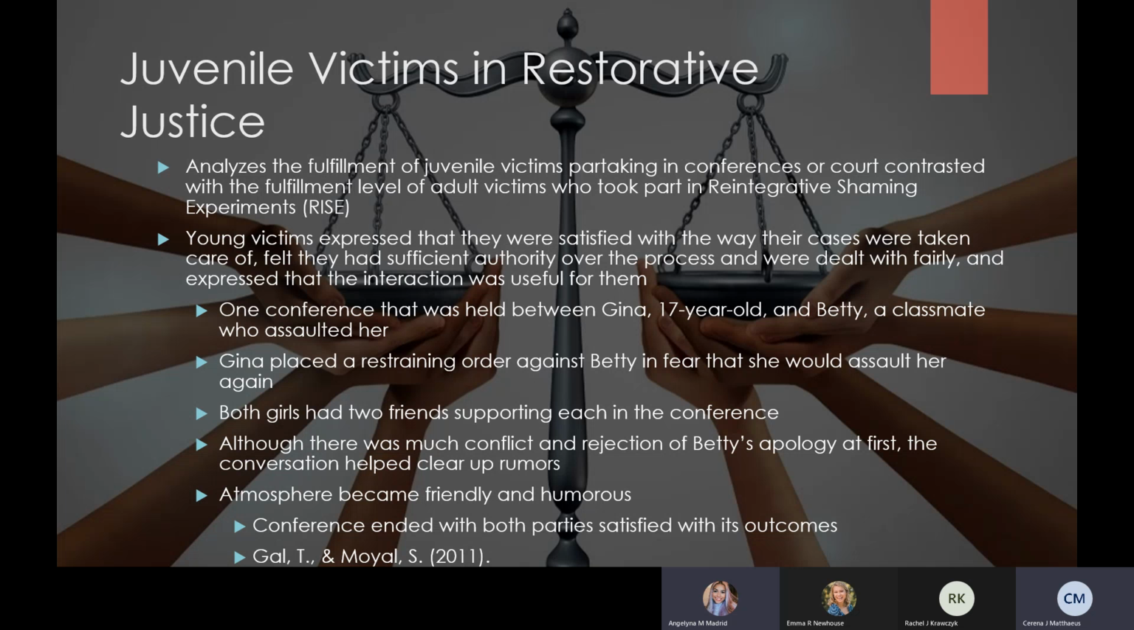There was one conference that was held between Gina, a 17-year-old, and Betty, a classmate who assaulted her. Leaving Gina emotionally and physically scarred, she placed a restraining order against Betty in fear that she would assault her again. Both the girls had 2 friends supporting each other in the conference, which was remarkably youth-led. Although there was much conflict and rejection of Betty's apology at first, the conversation eventually helped clear up rumors.